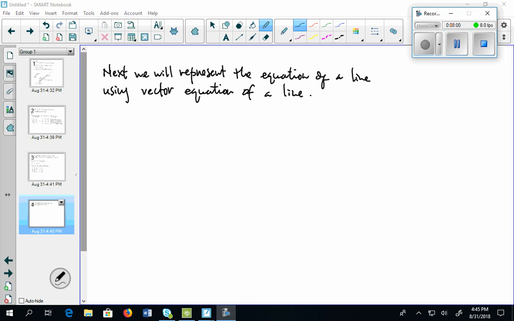Okay, next, there are other ways we can represent the equation of a line. Here we're going to talk about the vector equation of a line. First, let's review what a position vector is. Suppose we have the coordinates x, y, z in 3-space. There's x, there's y, and z. And remember, the origin would be (0, 0, 0).